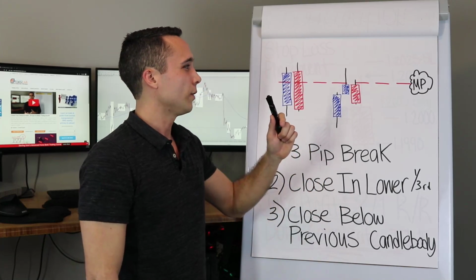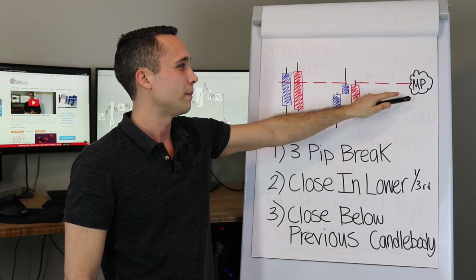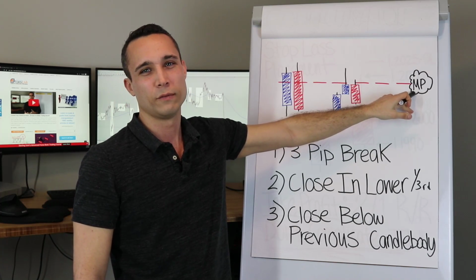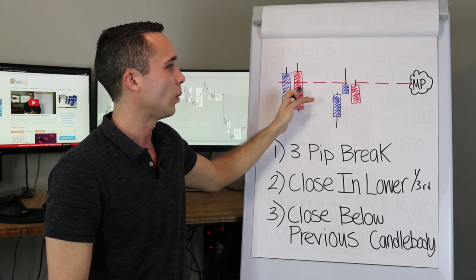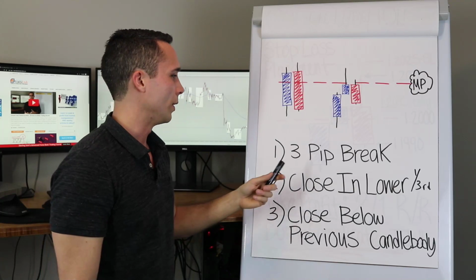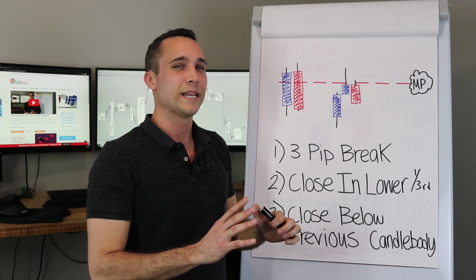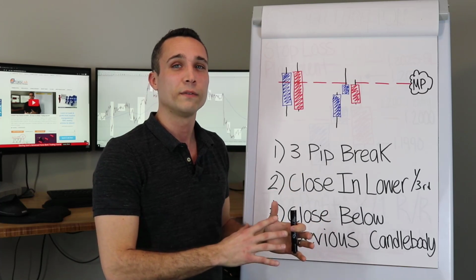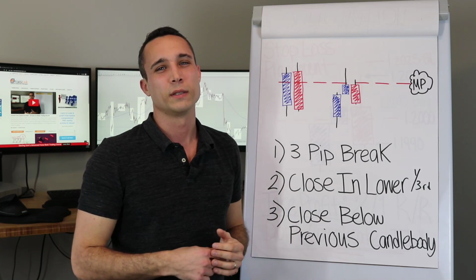So number one, we've identified the manipulation point. So I've written down manipulation point there. It could be whatever level it is on whatever pair you happen to be trading. But number one, we've identified the manipulation point. So that's obviously number one. The first thing we look for as far as the actual entry after identifying the manipulation point is we look for at least a 3-pip break of the level.